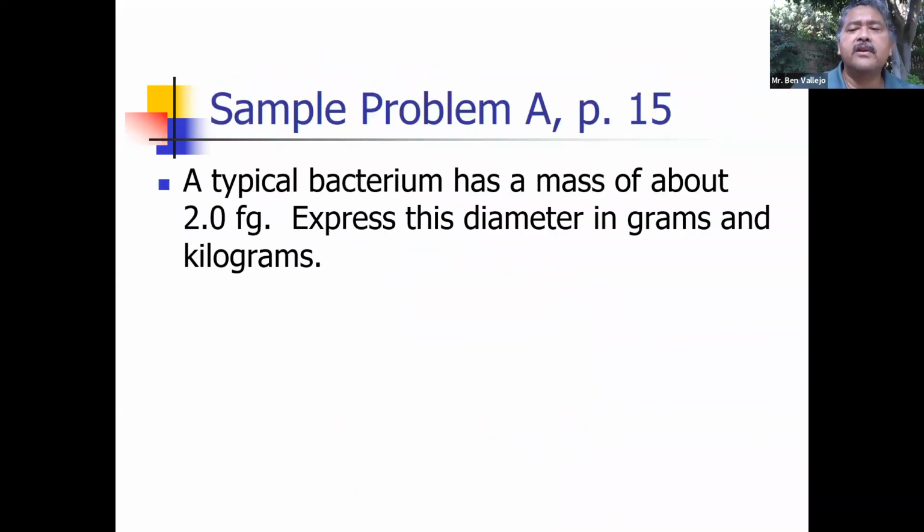So here's some other examples for those of you who are taking chemistry right now. This one comes from the chemistry book on page 15. A typical bacterium has a mass of about 2.0 pentagrams. That's one we hardly ever use. It's a really small quantity. Express the mass in grams and kilograms.